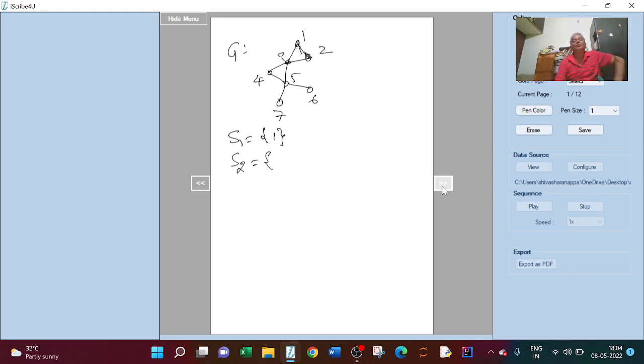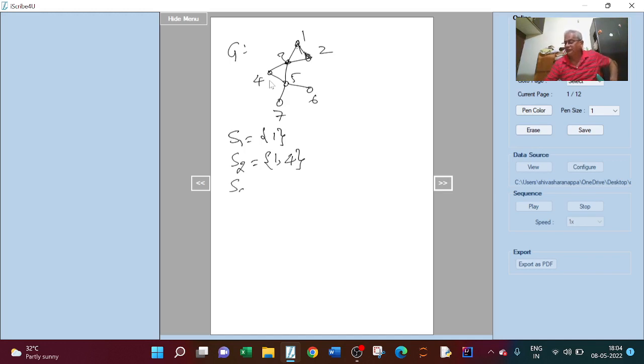I will add some more vertices to this. So 1 I have taken here. Take a vertex which is not adjacent with 1. I can't take 2, I can't take 3. I will take 4 here. I will take 4.